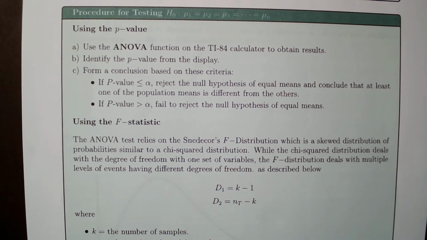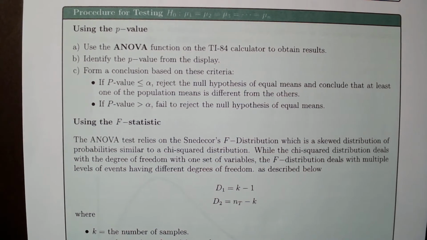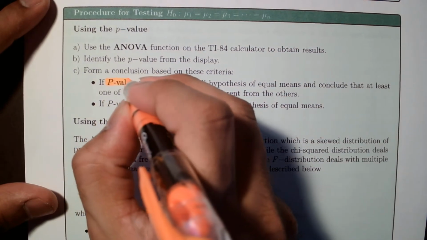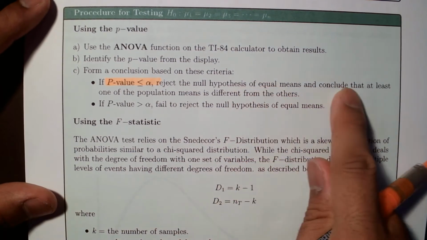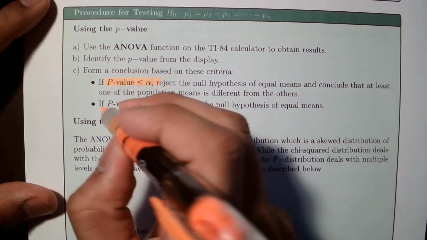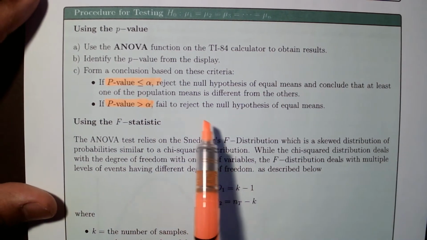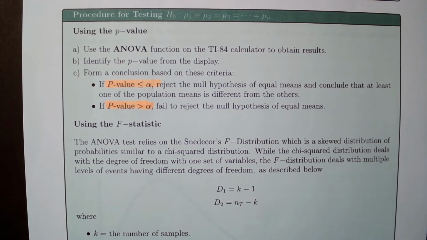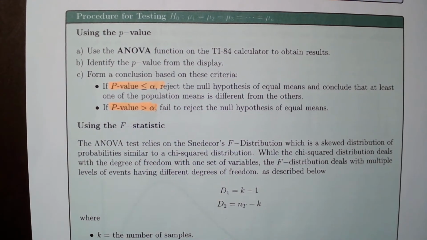For the p-value, as we did back in chapter 8, if the p-value is less than the level of significance, then reject the null hypothesis. But if the p-value is bigger than alpha, the level of significance, in this case we fail to reject. That still holds the same way as in all different kinds of hypothesis testing. I will show you how to use the Anova function on the graphing calculator soon.